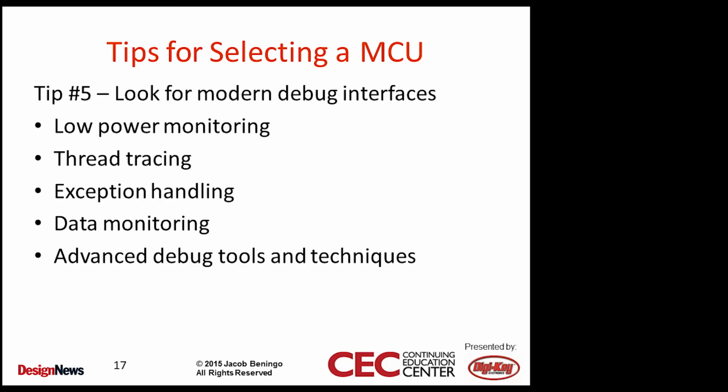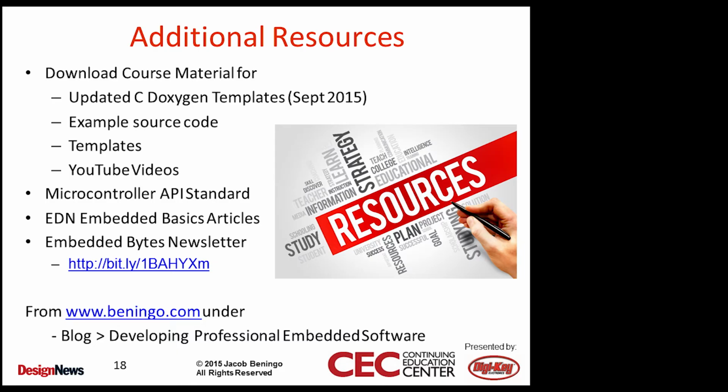All right, moving on to slide number 17. Tip number 5: look for modern debug interfaces. So look for things like low power monitoring, the ability to do thread tracing, exception handling, data monitoring within the microcontroller, and other advanced tools and techniques that are available in some of the modern microcontrollers. There's really probably nowadays not much need, if you're using a modern microcontroller, to add extra pins to the microcontroller to toggle and try to figure out what's happening inside it. Trace tools are starting to become extraordinarily powerful, providing a lot of useful data. So try to find those techniques or features available on your microcontrollers when you select them.